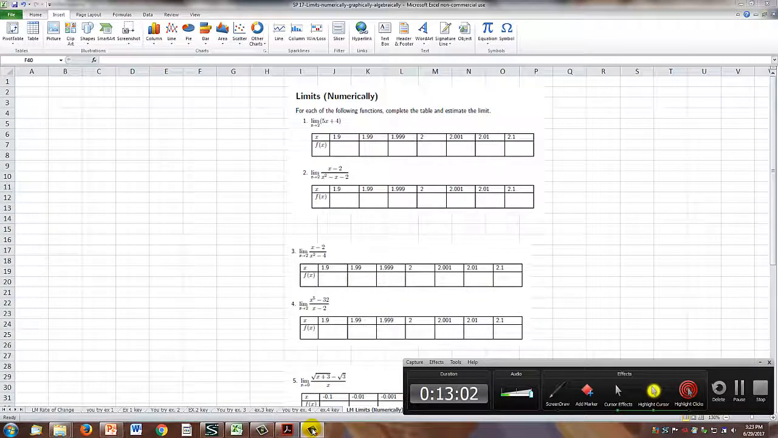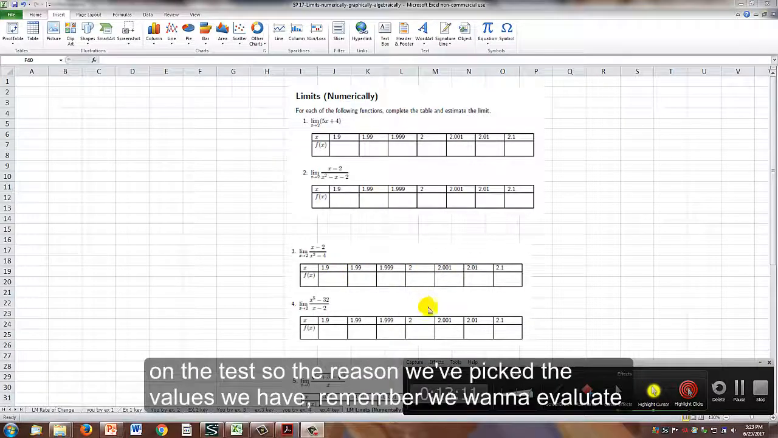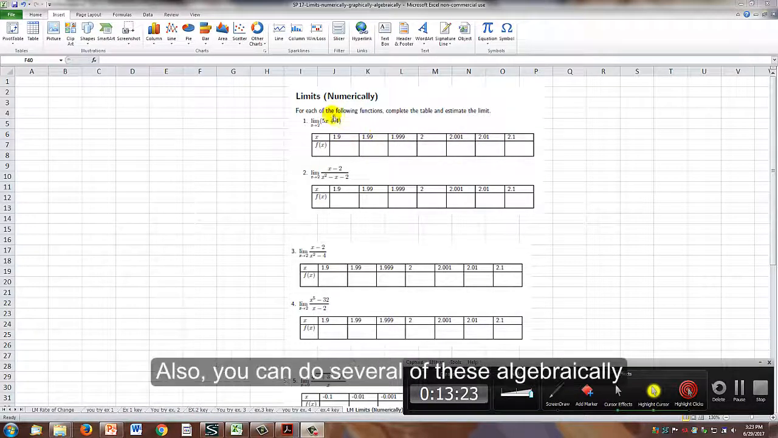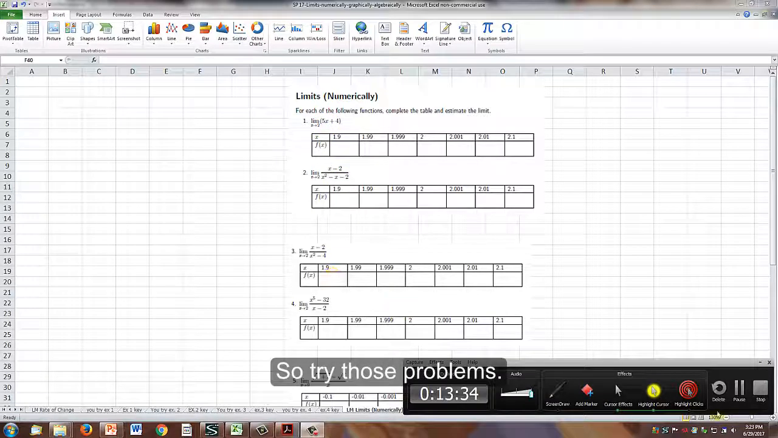So on your lab manual, page 25, you have limits numerically. We've got 6 problems for you, but we've already given you the table of x values to use. We won't do that on the test, so the reason we've picked the values we have, remember you want to evaluate the limit as x approaches, in this example, 2 from the left and 2 from the right. Also, you can do several of these algebraically, either by just plugging in, since 2 is in the domain, or by factoring and then canceling. So try those problems.